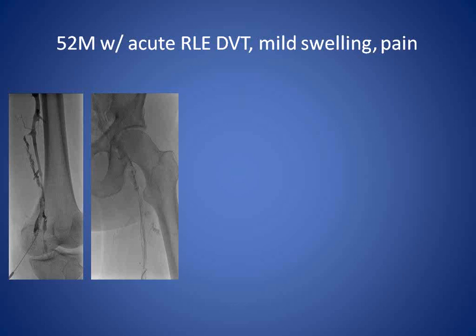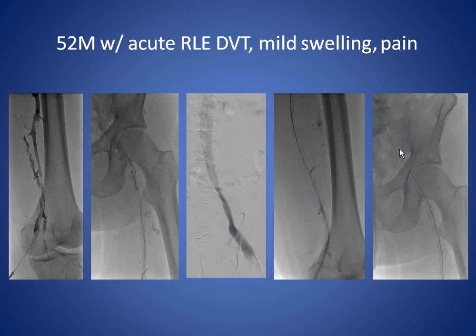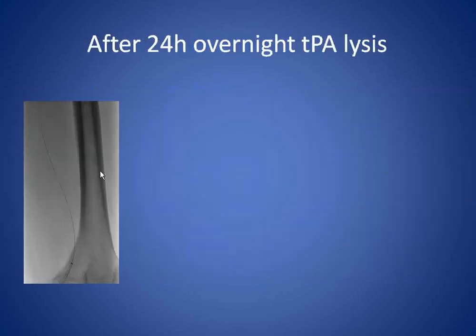It's a multi-side hole infusion catheter. There's a marker here just beyond the sheath where the peripheral tip of the catheter is in the popliteal vein. The central tip is up here in the iliac vein beyond the clot. This guy, I just lysed him overnight. He came in late yesterday, so we said, well, let's just lyse you overnight, see how you do. He came back the next day.